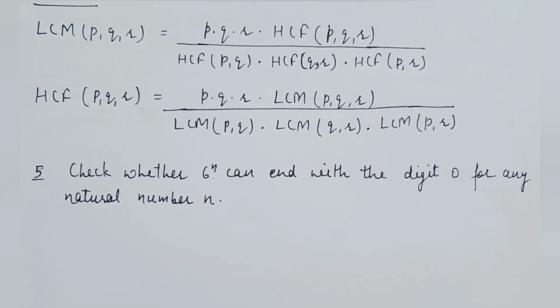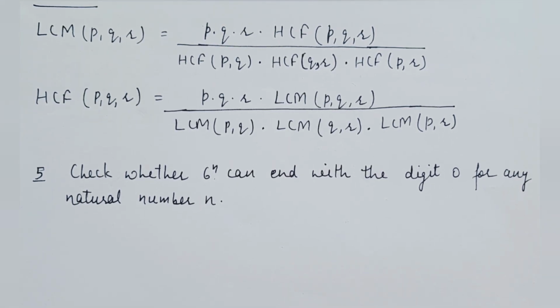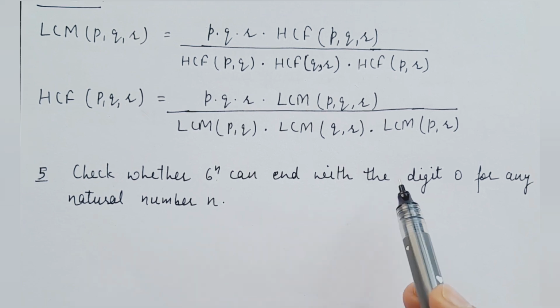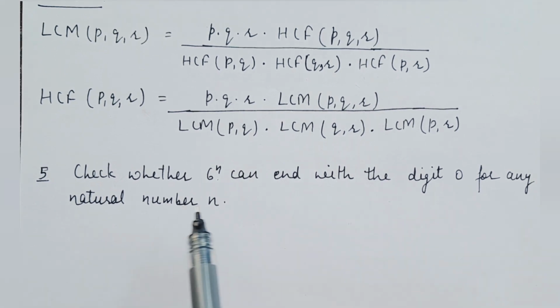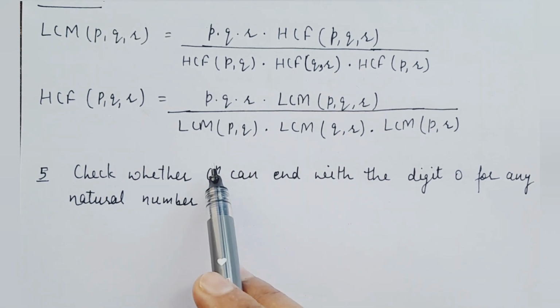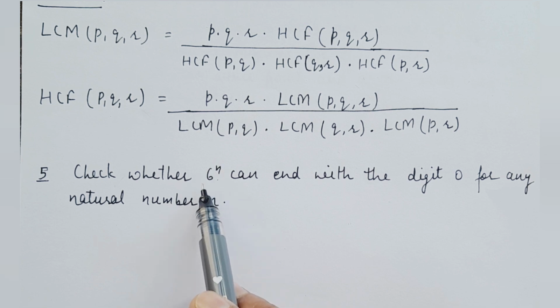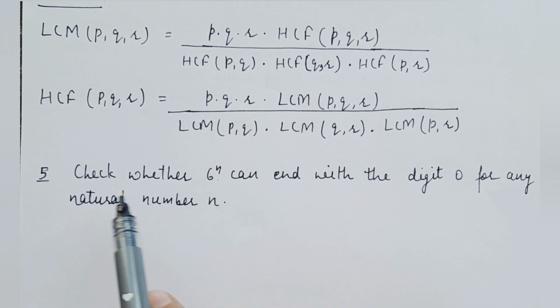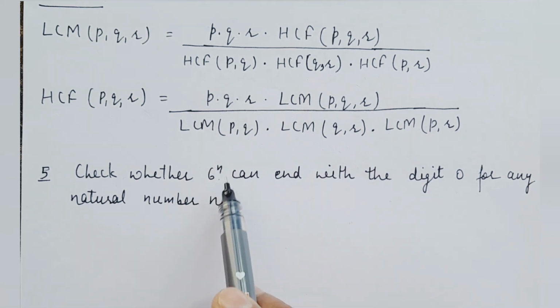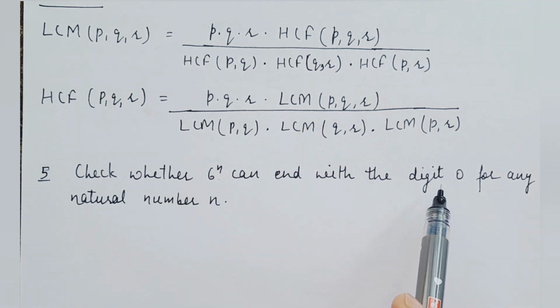Now we will do question number 5. Check whether 6 raised to power n can end with the digit 0 for any natural number n. That means if we take any natural number n, we have to find out whether 6 to the power of n will end with digit 0 or not.